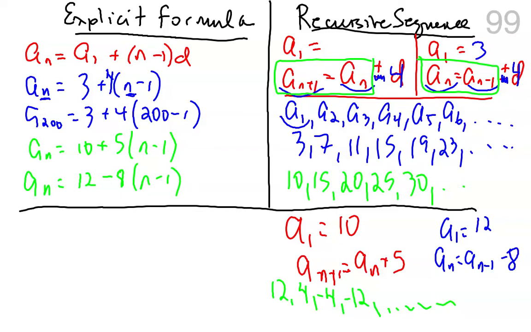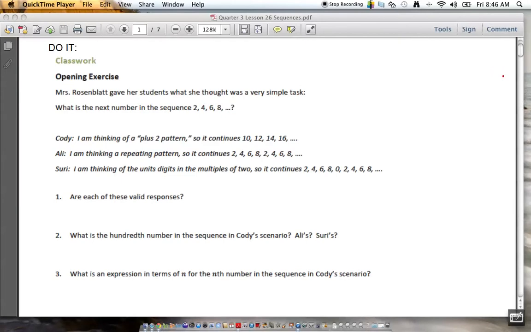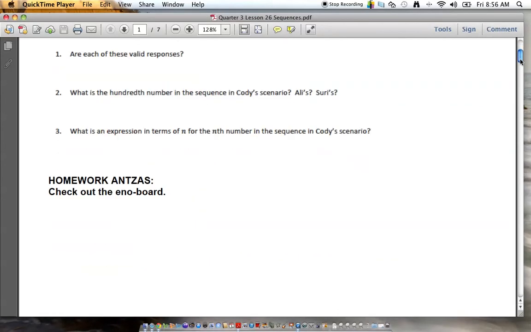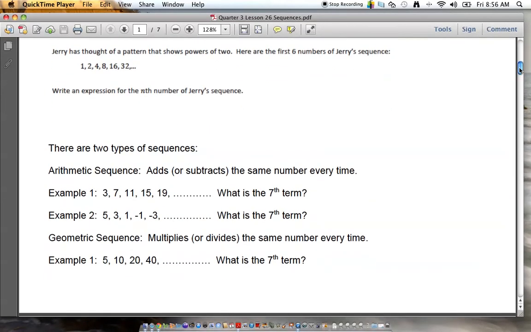And with that basis, we'll eventually get into problems with multiplication. But we're not going to go there yet. So here we go. Ready? Jerry has the thought of a pattern that shows the powers of 2. Here we go with multiplication. 1, 2, 4, 8, 16, 32. In other words, what is he doing each time to go from number to number? Multiplying by 2. Write an expression for the nth number of Jerry's sequence.